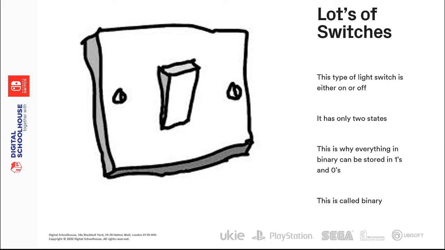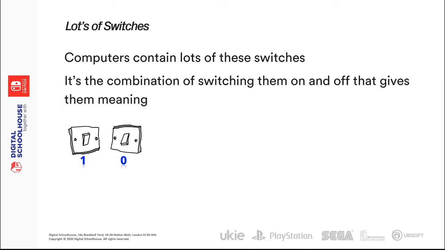So computers contain lots of these switches, and it's the combination of switching them on and off again that gives them meaning. So in this example here, you can see that we've got two switches. We've got one switch on, one switch off. But if we were going to be representing this as a number, this would be in the place value of the number of ones, which means no ones. And this would be in the place value for the number of twos in binary. Because remember, if you watched our previous streams, you might already know that binary goes up in twos each time. It doubles each time. So it goes number of ones, number of twos, number of fours, number of eights, doubles each time for each place value. So this would be the number two, because we have one lot of twos and no lots of ones.